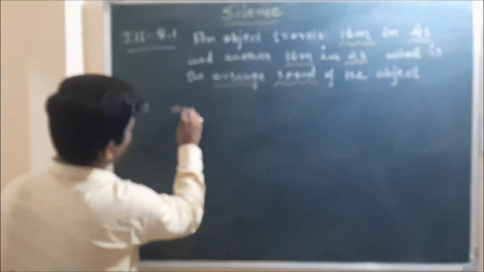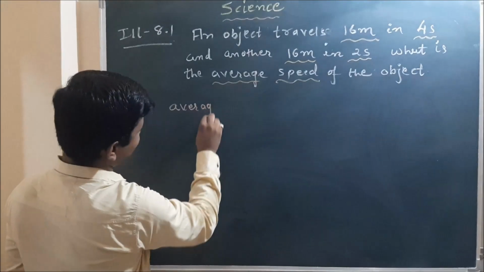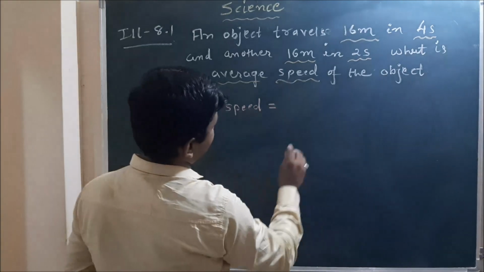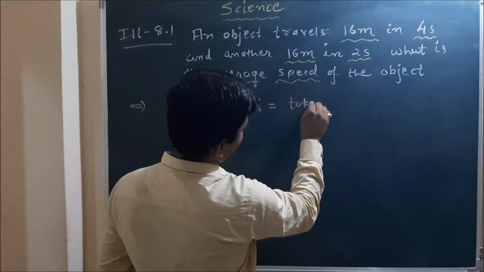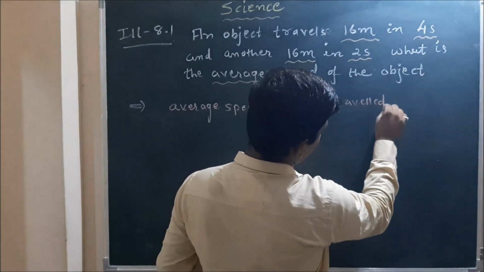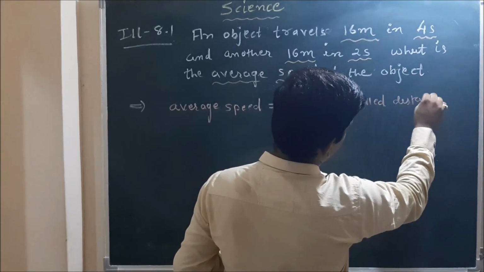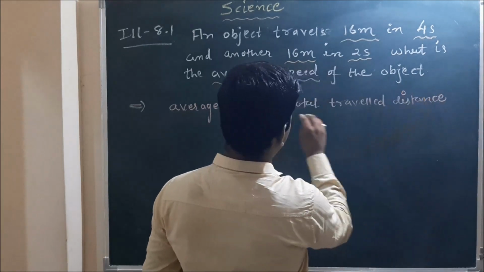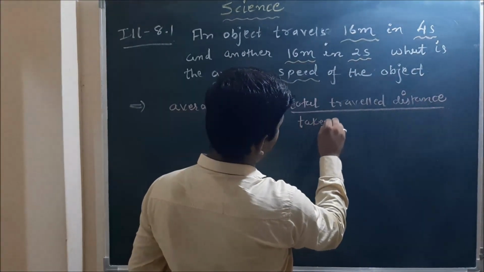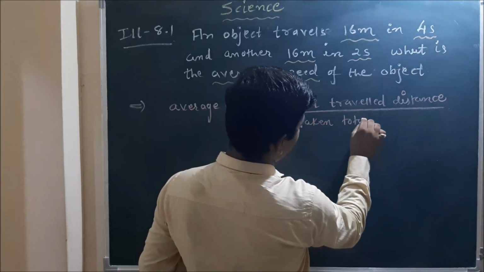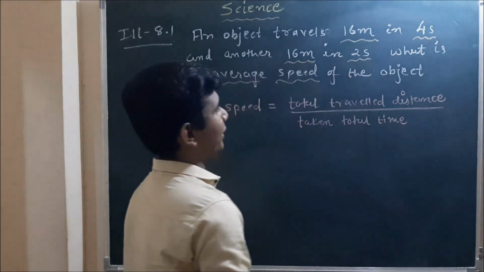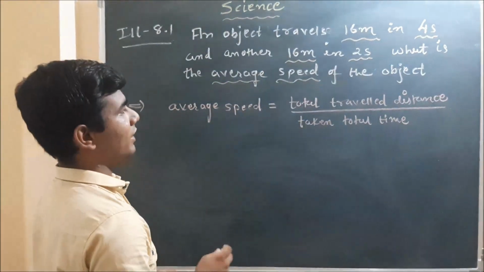So average speed is equal to total travel distance upon total time taken. Now, from this formula, how can we calculate it?